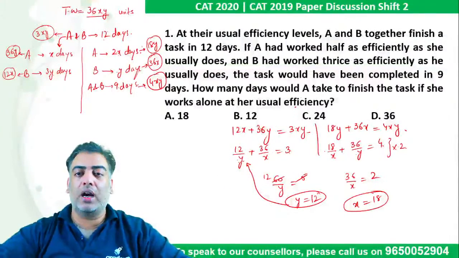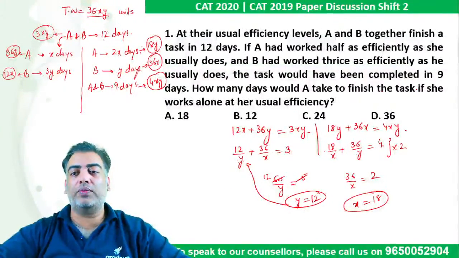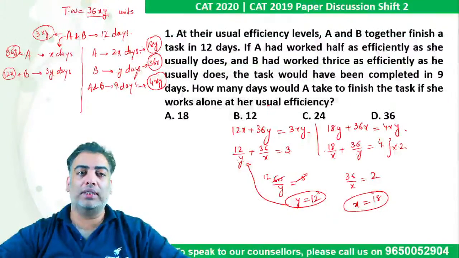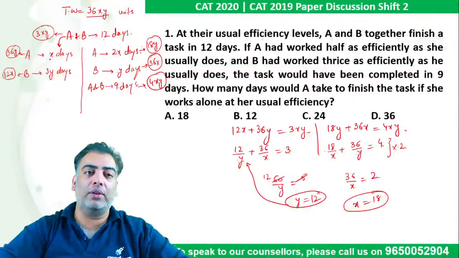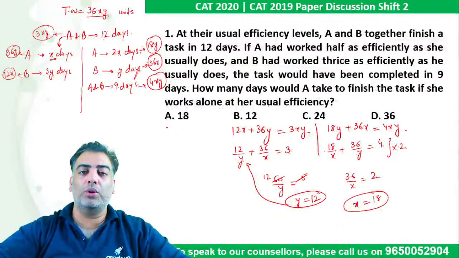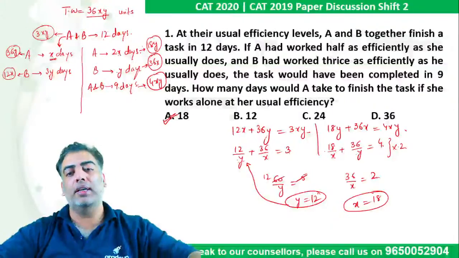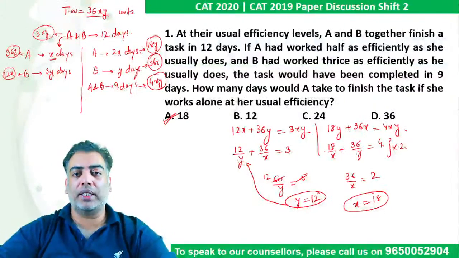The question says, how many days would A take to finish the task if she works alone at her usual efficiency? So we are required the value of x in this case, which comes out to be 18. So the right answer option is A. So guys, please check it out. I hope it is clear to each and every student.